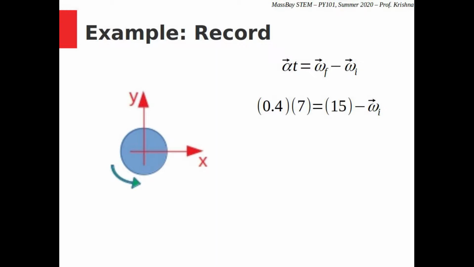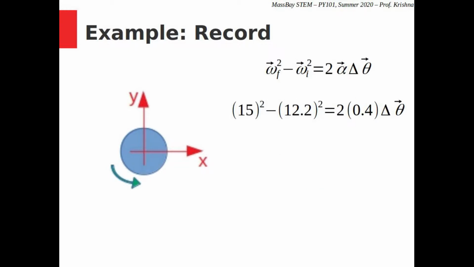Equation 1 in rotational form can be used over here. We plug in all of the information that we know and then solve algebraically. And so we can easily find that the initial rate of rotation was 12.2 radians per second. That works out to a little bit less than 2 complete rotations every second.